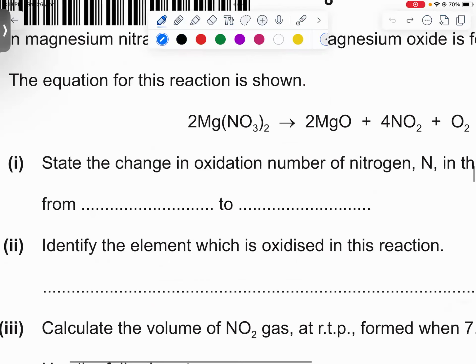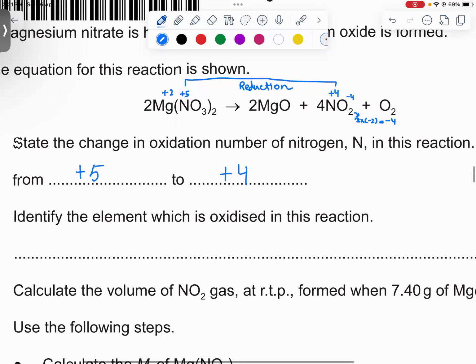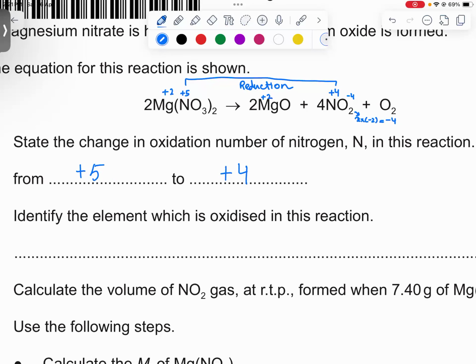Identify which element is oxidized in this reaction. How would we know? Nitrogen has not oxidized. This has been confirmed: nitrogen has gone from +5 to +4. This is reduction. Magnesium has gone from +2 to +2, meaning it has neither oxidized nor reduced. There is no other element other than magnesium, nitrogen, and oxygen. That means if nitrogen has reduced and magnesium is a spectator, oxygen must have oxidized.